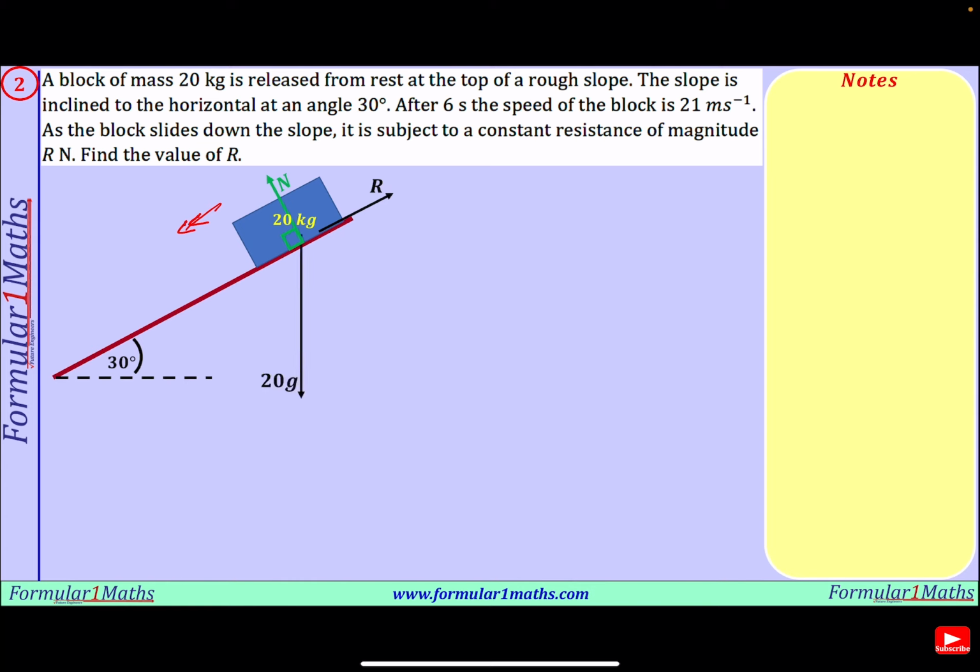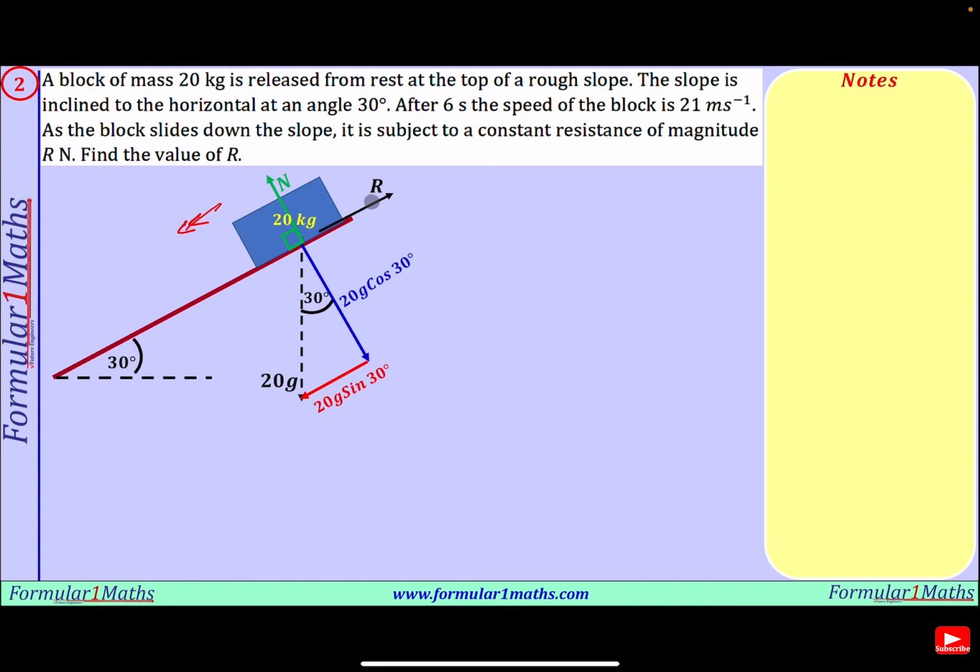But as you know, we need to resolve the weight into a perpendicular component and one that is parallel to the plane. That is 30 degrees, as we explained in the earlier question, which is the same as that. That means this is 20g cos 30. That's 20g sine 30. And now we are looking for the resistance, R.